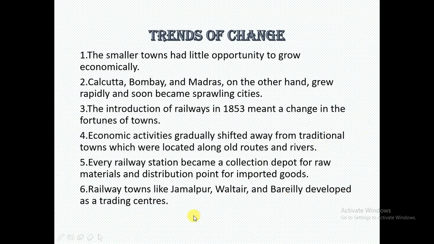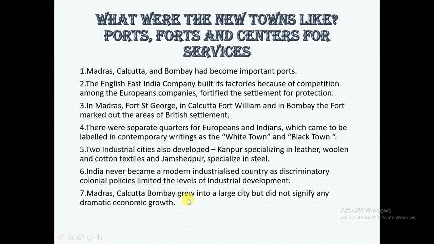These railway towns like Jamalpur, Waltair, and Bareilly developed as trading centers. So the first railway centers in India, like Jamalpur, Waltair, and Bareilly, developed as trading centers as well as railway centers, right? So next is, what were the new towns like ports, forts, and centers of services, right?